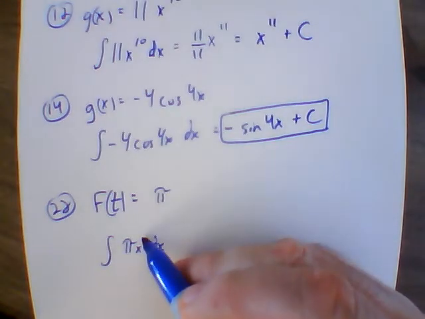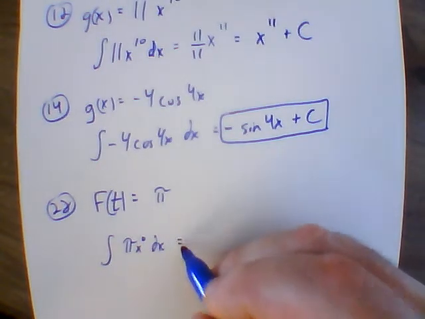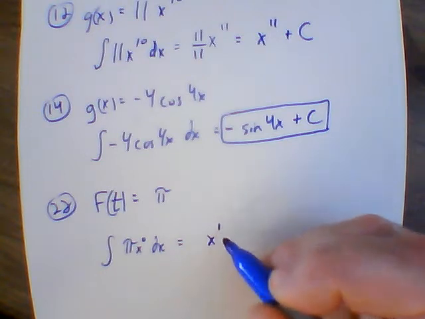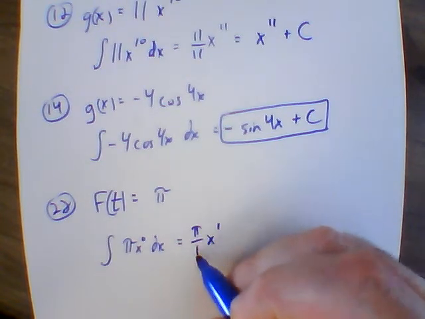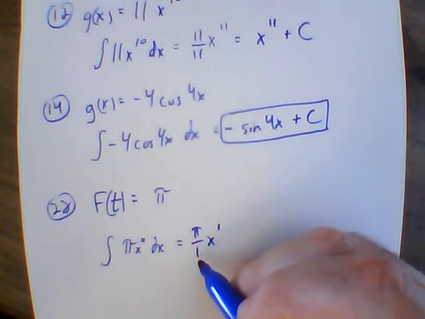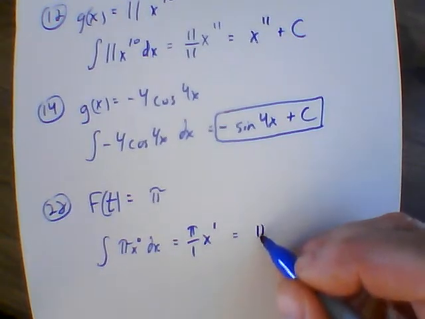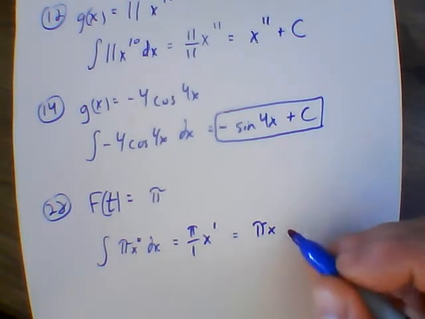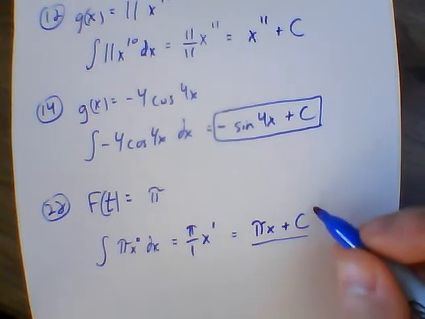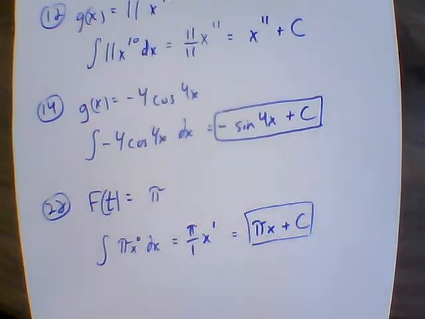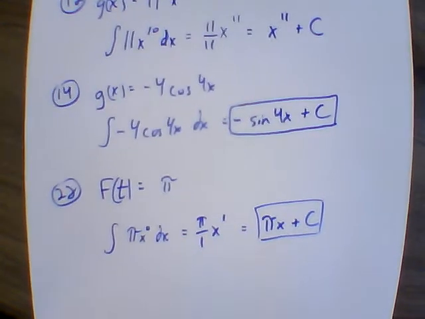So now if we add 1 to this exponent, we see that we have x to the first power, and then we divide by that 1, so we have pi over 1. Simplifying this is really pi x, and then once again in the end we have to add that plus c. So this is where that indefinite integral is taking us.